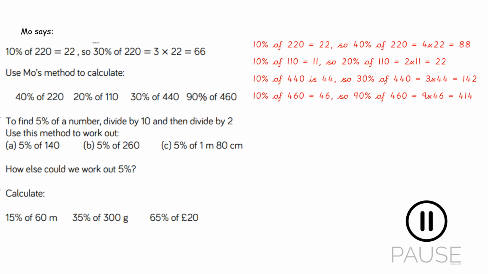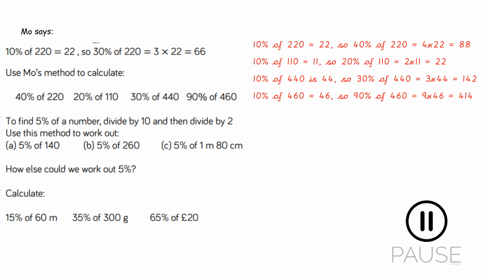So using Mo's method then, 40% of 220, well 10% is 22, so 40% is 4 times 22, which is 88. 20% of 110, well 10% of 110 is 11, so 20% is 2 times 11, which is 22. 30% of 440, 10% is 44, so 30% is 3 times 44, which is 142. And then 90% of 460, 10% is 46, so 90% is 9 times 46, which is 414.